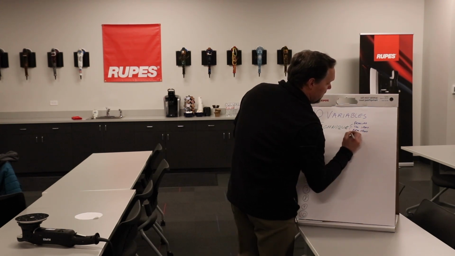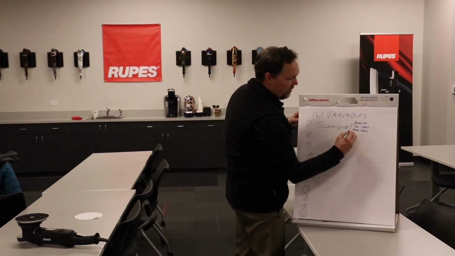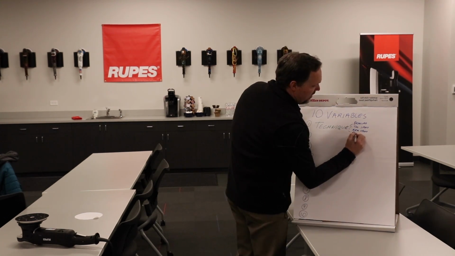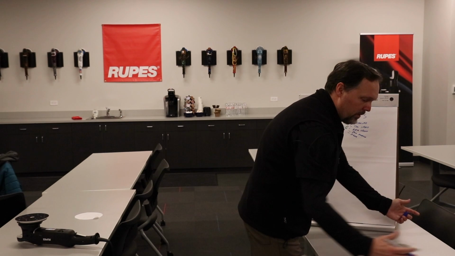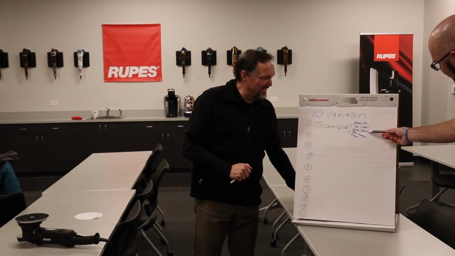And just to cut to the chase, the other 2 are pad angle. Yeah, that was my number 2. And then area. So the actual physical area of your application is a variable. So these are all put into technique. So you have 1 down, 9 more to go. So actually, you got 1: pressure, A, angle, B, and area, C.